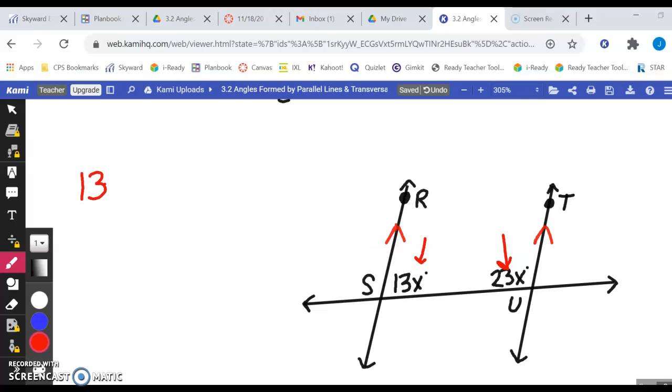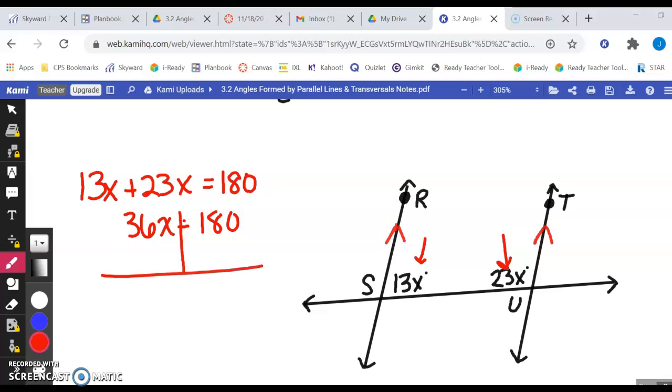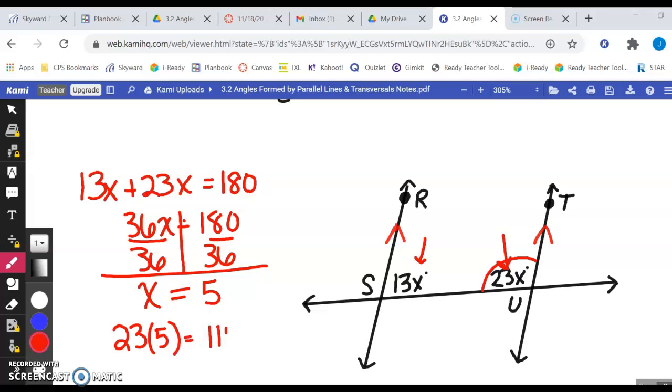So I can write 13x plus 23x would be 180 degrees. So I can combine like terms, and I would get 36x equals 180. Then I have to divide both sides by 36, and I would get x equals 180 divided by 36 is 5, so x equals 5, but they asked us for 23x. That was the angle given, so then we have to do 23 times 5, and that would be 115 degrees.